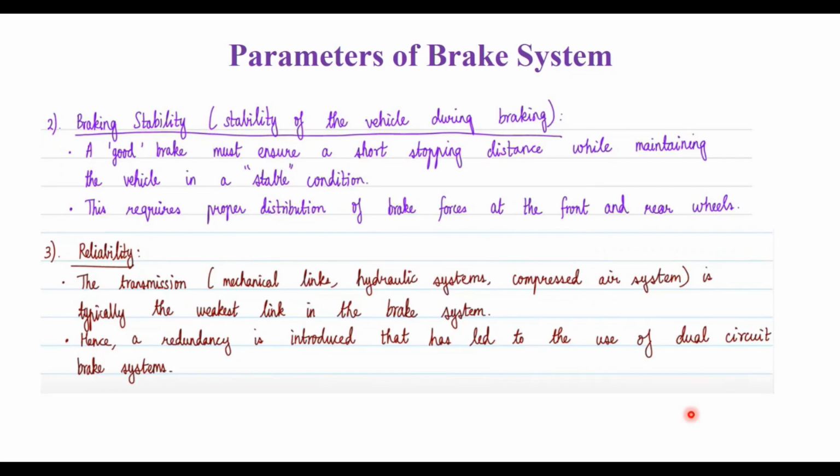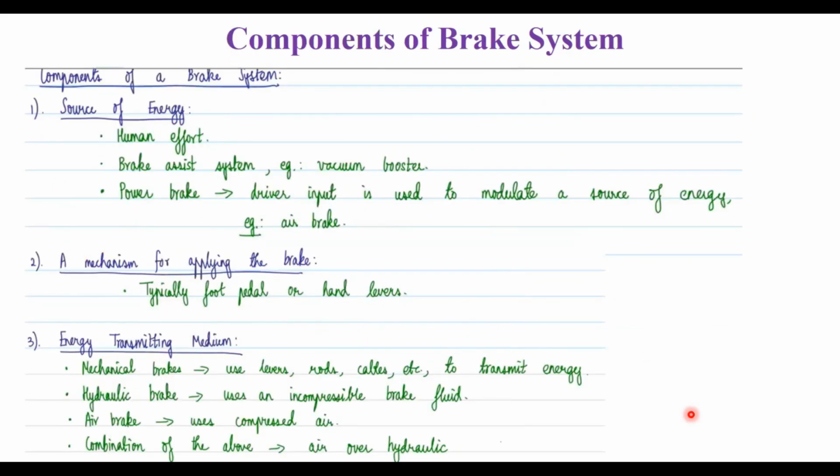In hydraulics you use a lot of hydraulic application. What happens if one of the circuits fails? You need to have the backup, right? You need to have a redundant system in such a way that it will not affect the reliability of your brake system. So this is also one of the parameters that you need to consider along with the stopping distance and braking stability. Reliability is also very much important. Let's see the different components of the brake system.